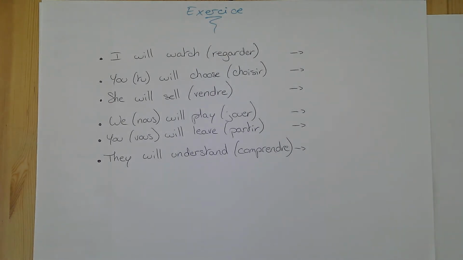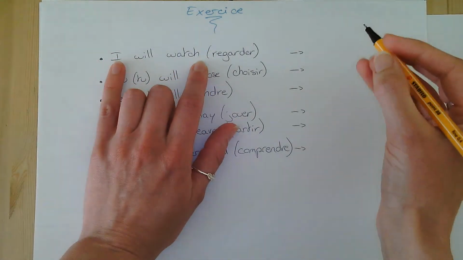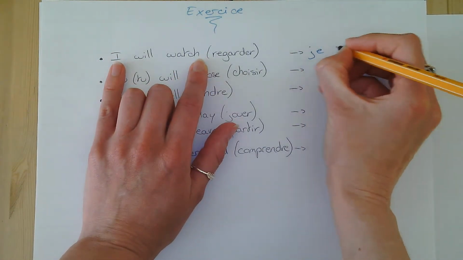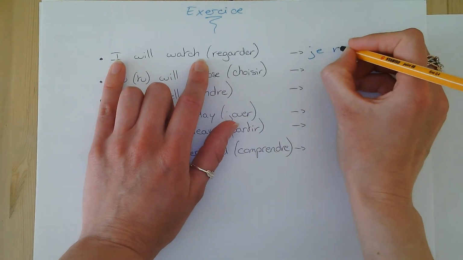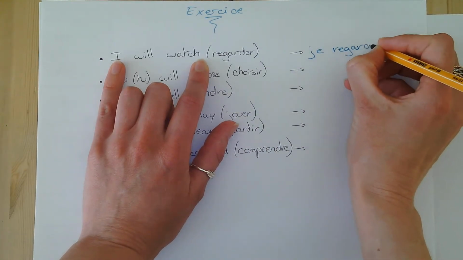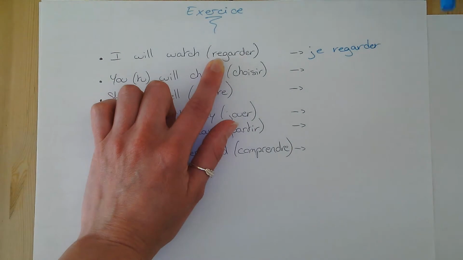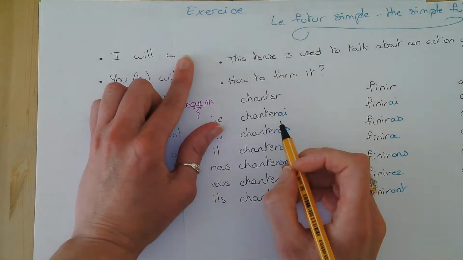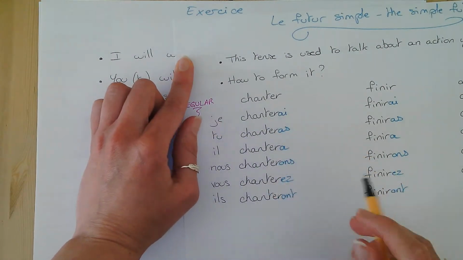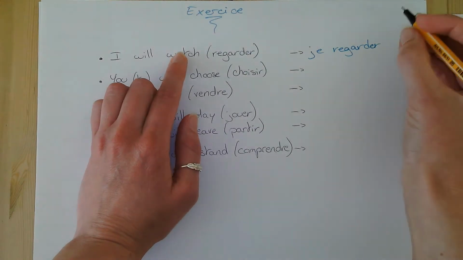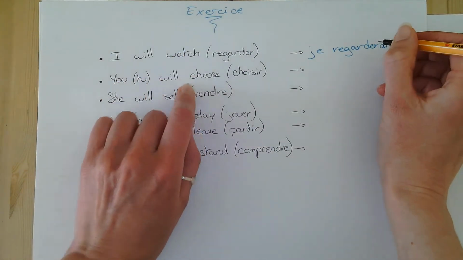Okay, I hope you took the time to do that properly. Now, here we go for the correction of that. So, I will watch. You put your je for I. Once again, follow the rule. Put your infinitive, and if you go back to the lesson, check the ending for je. Put your ending down, ai.